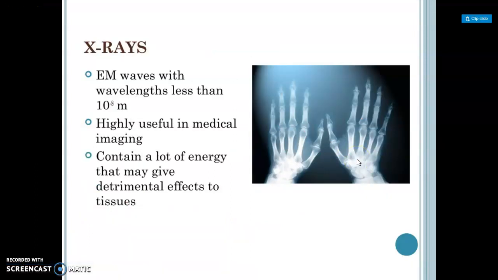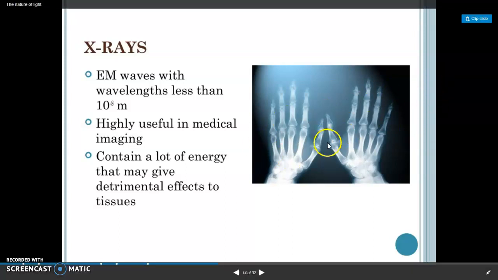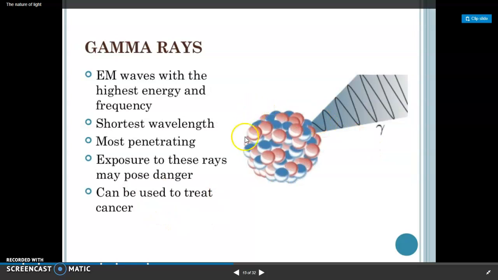X-rays are electromagnetic waves with wavelengths less than 10⁻⁸ meter, highly useful in medical imaging, like here. They contain a lot of energy that may have detrimental effects on tissues. Gamma rays are electromagnetic waves with the highest energy and frequency and the shortest wavelengths. They are the most penetrating, and exposure to this ray may pose danger. They can be used to treat cancer.